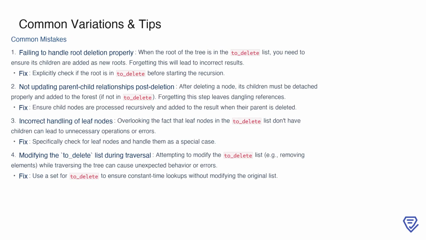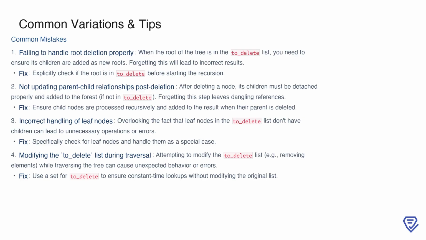When solving this problem, there are several common mistakes to watch out for. First, failing to handle root deletion properly is a frequent issue. If the root node is in the to_delete list, you need to ensure that its children are added as new roots in the resulting forest. To fix this, explicitly check if the root is in to_delete before starting the recursive process.